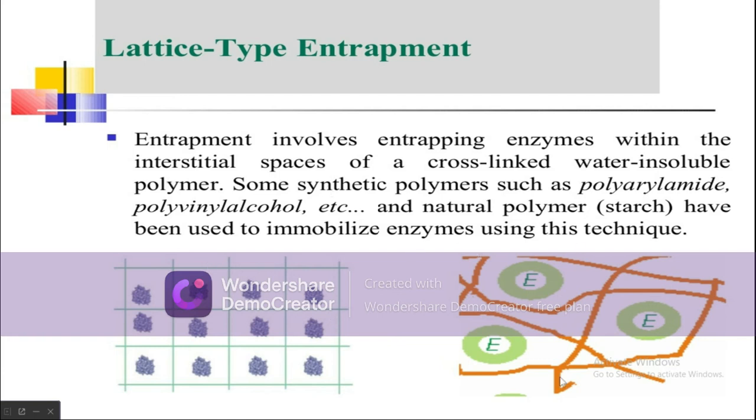So you see, these are the cross-linked water-soluble polymers. Some synthetic polymers such as polyacrylamide, polyvinyl alcohol, and natural polymers such as starch are used in lattice-type entrapment. So you see the enzyme is entrapped within the interstitial spaces. This is the interstitial spaces. So that is lattice.